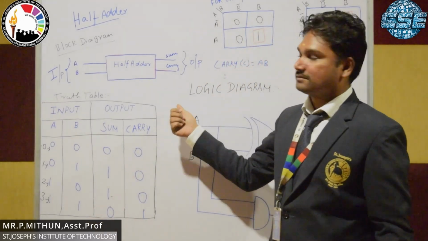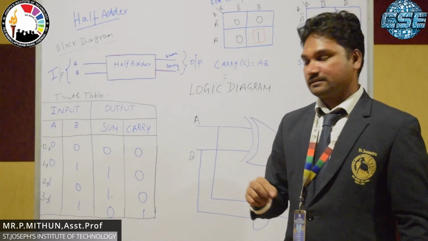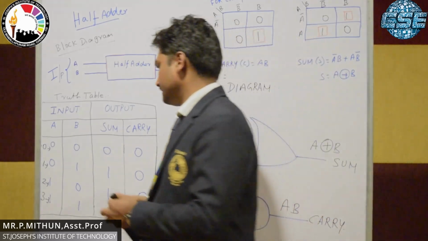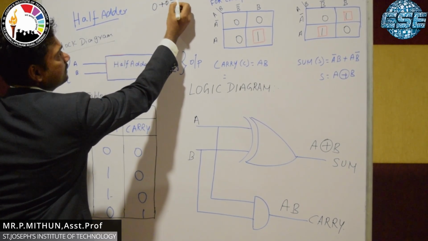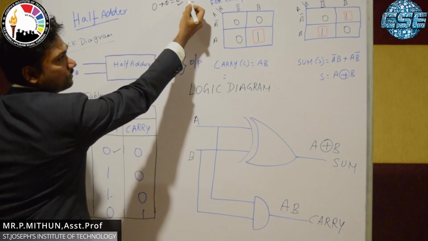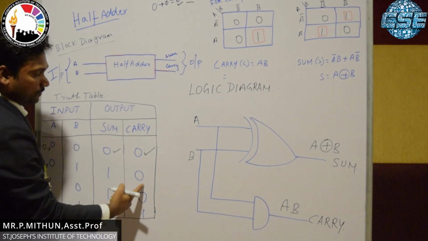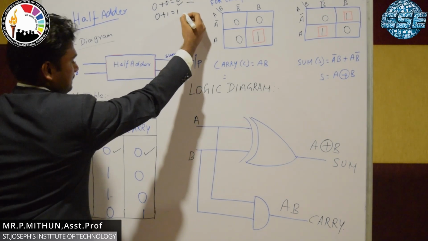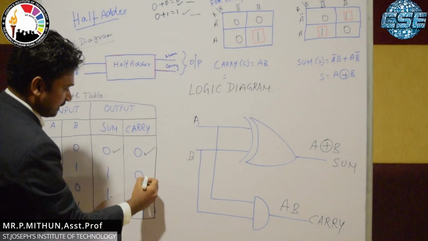The half adder circuit performs the basic addition operation. We want to add the two numbers and get the sum and carry. Carry is an additional bit. From the basic addition, 0 plus 0 equals 0, so we get the sum as 0, and there is no carry, no additional bit, so the carry value is 0. Next, 0 and 1: 0 plus 1 equals 1, so the sum is 1 and there is no additional bit, so the carry is 0.